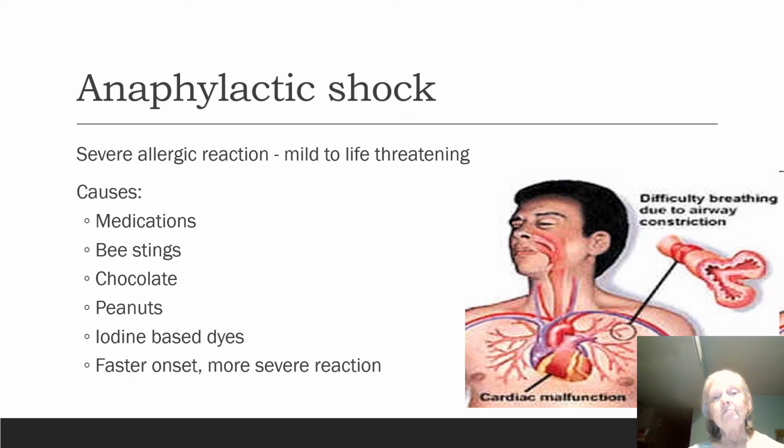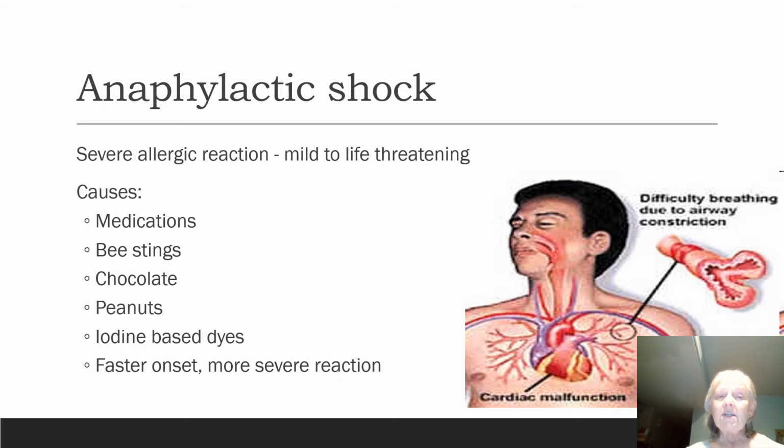Anaphylactic shock, okay? Severe allergic reaction. This is not just that mild little thing that we have. This is something that tells us there's going to be a problem. It can be very mild to very life-threatening. The faster the onset, the worse it's going to be, okay? If it's something that shows up in 30 minutes, it's not as bad as if it shows up in 30 seconds. So we need to be aware of that.